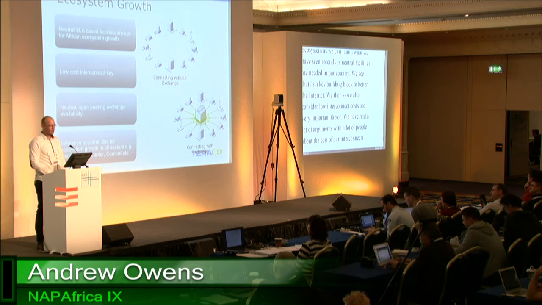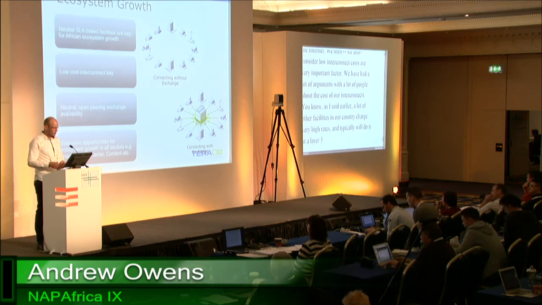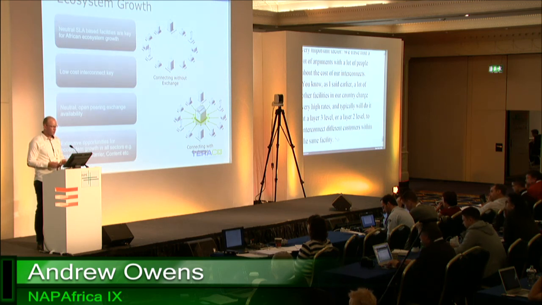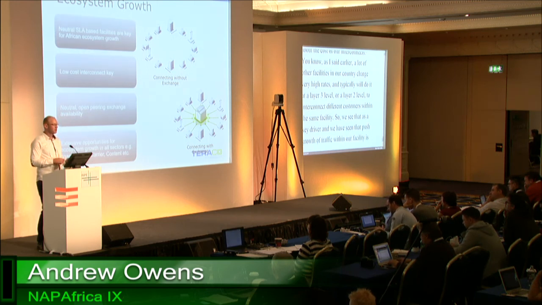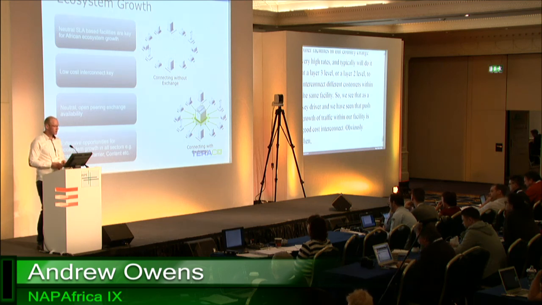As I said earlier, a lot of other facilities in our country charge very high rates, and typically will do it at a layer 3 level or a layer 2 level to interconnect different customers within the same facility. So we see that as a key driver, and we have seen good interconnect costs push growth of traffic within our facility. Obviously, then what we see next is the neutral peering.